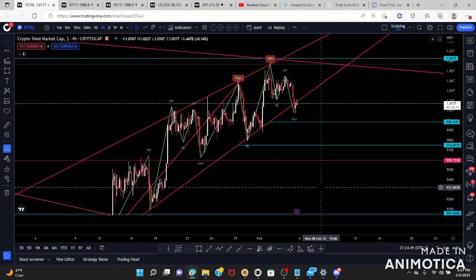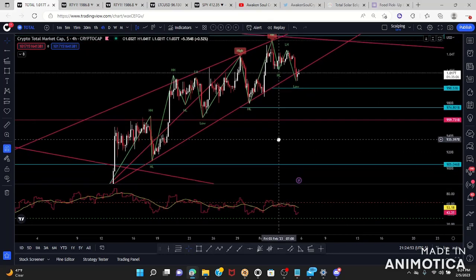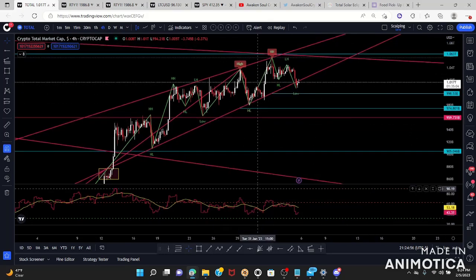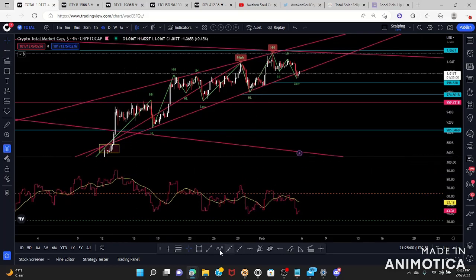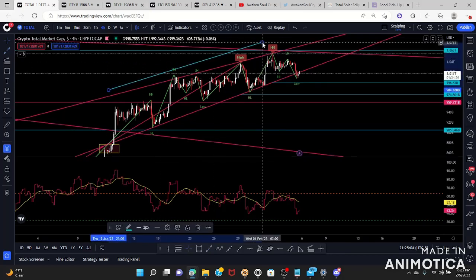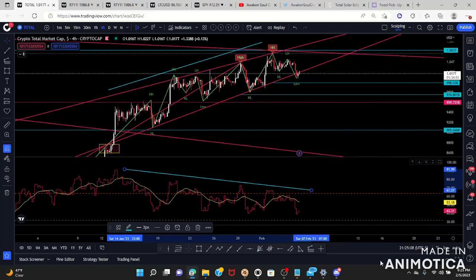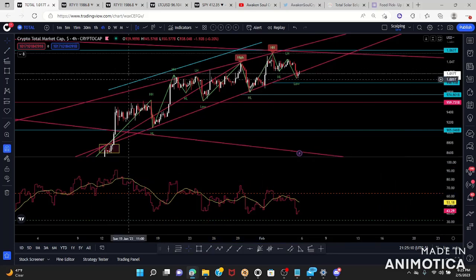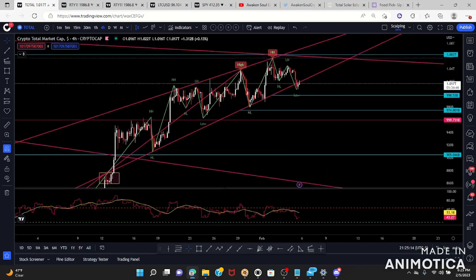So super bearish. Let me look at my RSIs. So as you can see right here, price action was going up, and look at the RSI going down. Right, that is divergence.